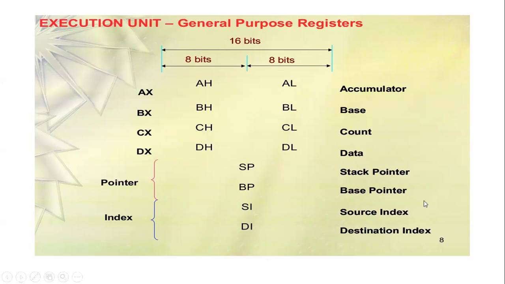Next, the stack pointer. It is also a 16-bit register which holds the address from the start of the segment to the memory location where a word was most recently stored on the stack. These pointers are also divided into two types, stack pointer and base pointer, and indexes are source index and destination index.